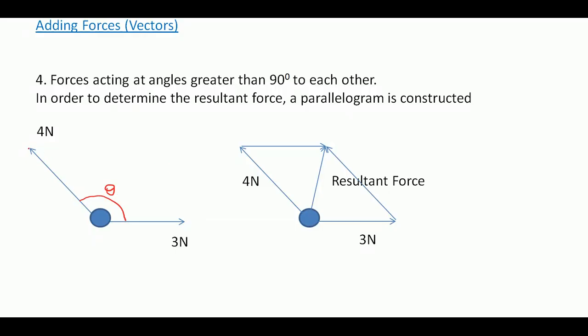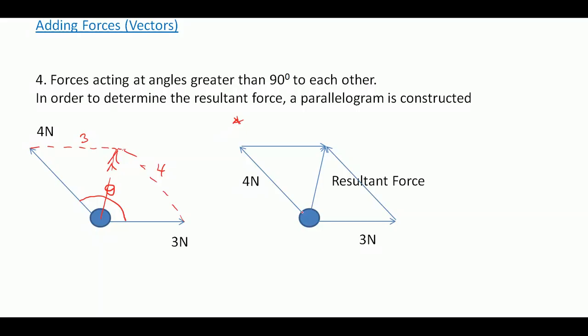determine the resultant, we have to construct a parallelogram, which we do by drawing this length being 3 and this length being 4, and the resultant force would be this one here, which is what is shown in this second diagram. This is a typical type of question that you would get in an exam, but you will have to do this using a construction method.